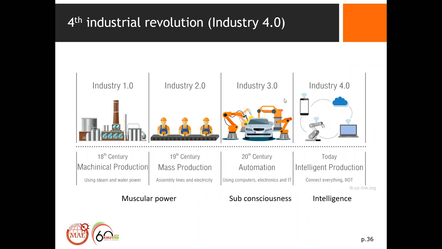But however, if you don't want it to be programmed, you need to make the robot have the ability to learn, right? And the ability to learn is called intelligence. In Industry 4.0, we focus on the intelligence of the machine. As is mentioned here, it is today's intelligent production. So they need to have the learning system. Okay, that is the industrial revolution, all of the four industrial revolution story.